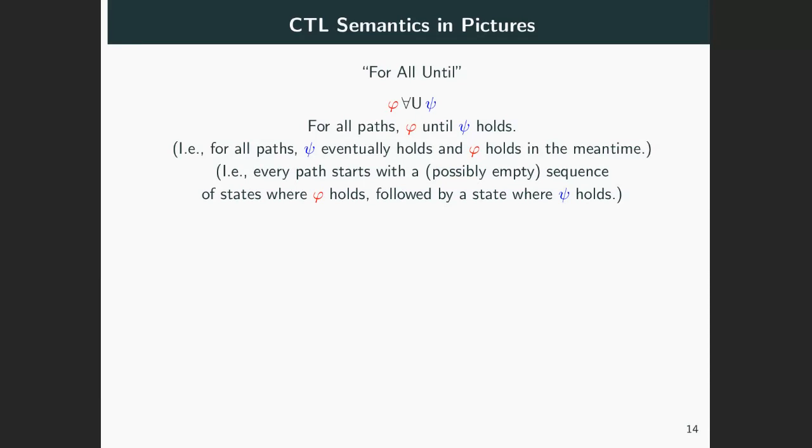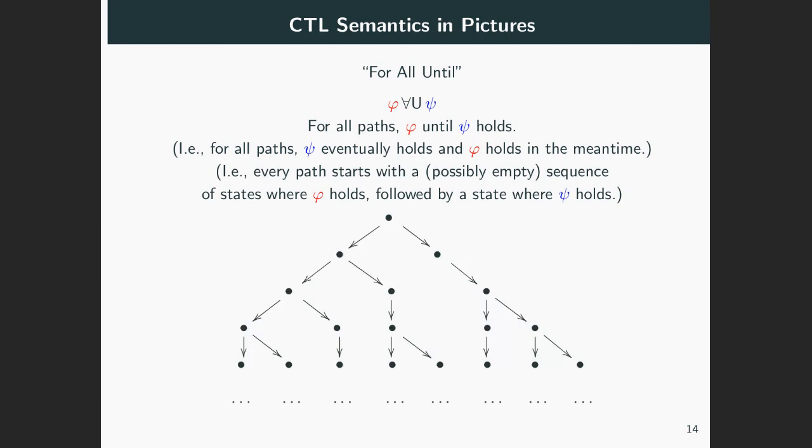Finally, for the until connectives, we again have two variants. The for all until variant, when applied to two CTL formulas, phi and psi, read phi for all until psi, requires that for all paths, phi until psi holds, meaning that for all paths, there is a possibly empty block of states where phi holds. The blocks of states are shown in red, followed by a state where psi holds, shown in blue. That is, psi eventually holds and phi holds until then on all paths.